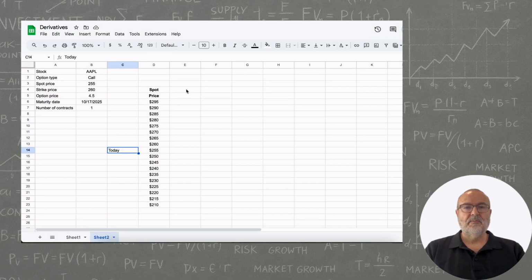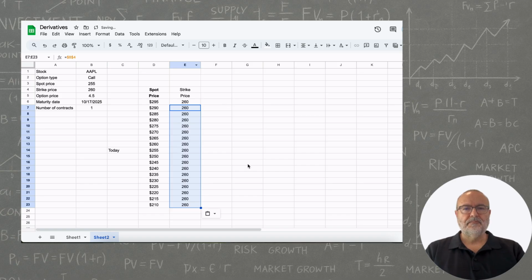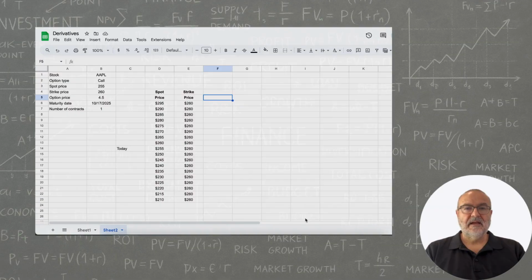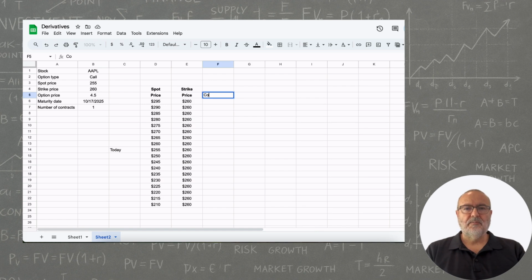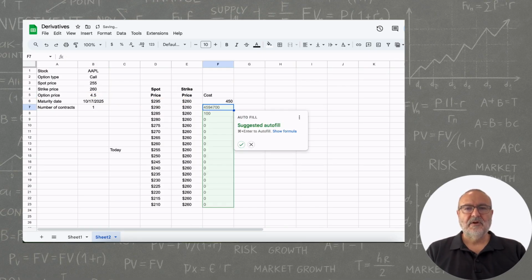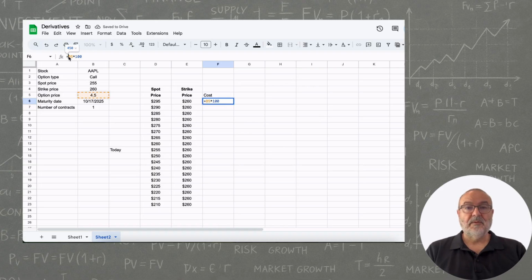Next, let's add our strike price, which stays constant as the underlying stock price changes. Next, let's add the cost of buying the call option. This cost also stays the same as the underlying stock price changes. Since each option contract has 100 shares, we multiply the cost of buying the option by 100.